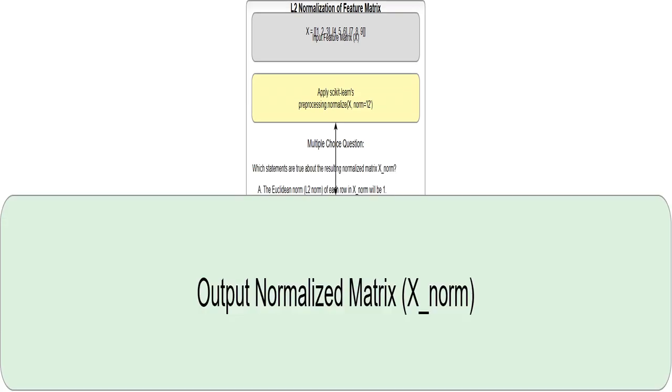This is what we want to understand. What are the properties of this normalized matrix after applying the L2 norm? The quiz questions will explore whether the L2 norm of each row is 1, if the sum of the squares is still 1, etc. This normalized matrix is created by applying the L2 norm to each row of X.